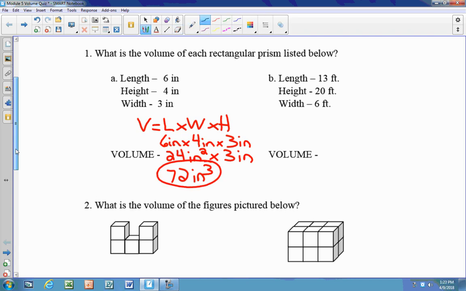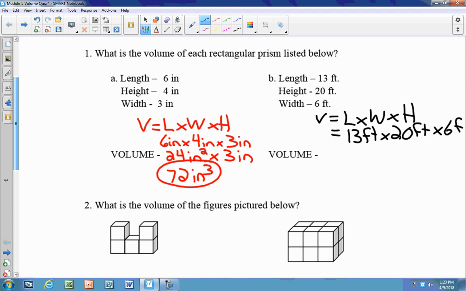So once again, we have another volume question, and it's volume equals length times width times height. And we have 13 feet times 20 feet times 6 feet. We always have our units going. And we start with our 13 times 20. And when we do 13 times 20, we have 260 feet squared times 6 feet.